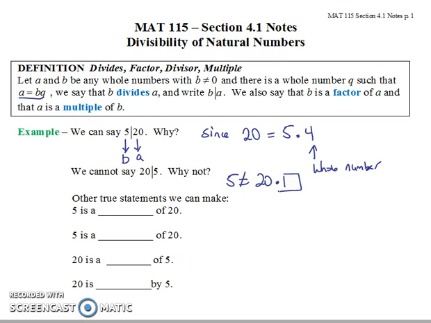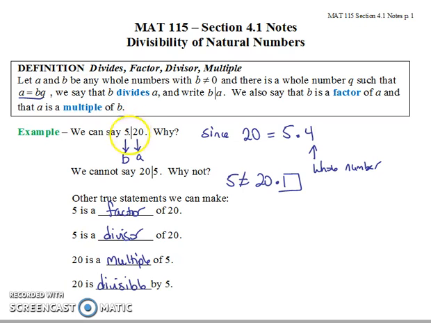Other true statements we can make: we can say that 5 is a factor of 20. We can say that 5 is a divisor of 20. We can say that 20 is a multiple of 5. We can say 20 is divisible by 5. It's really important to get all the language down. 5 is a factor of 20, 20 is a multiple of 5, 5 is a divisor of 20, 20 is divisible by 5.